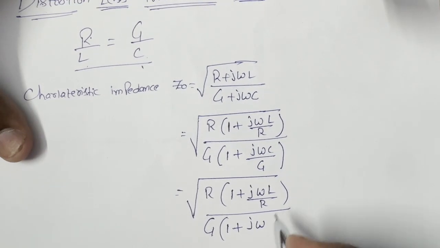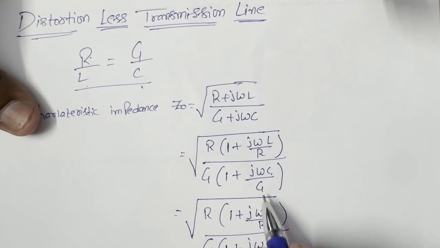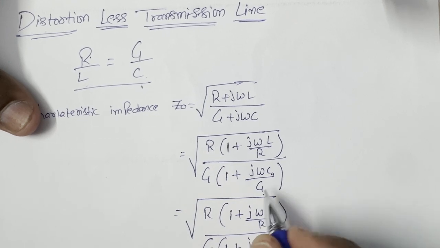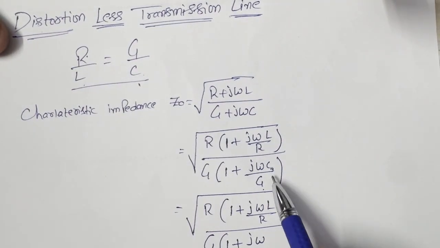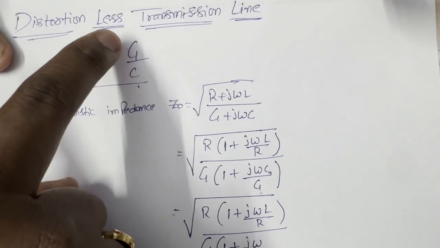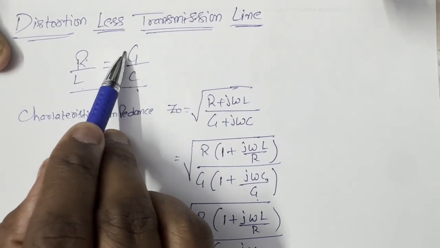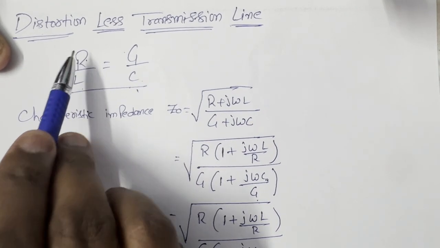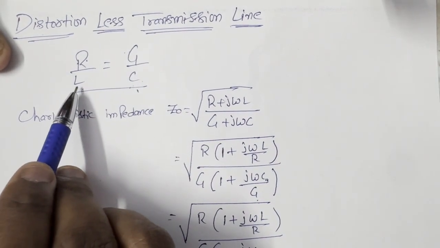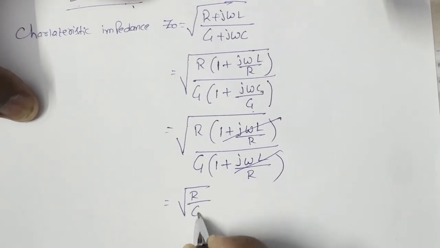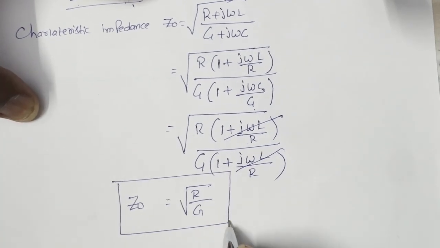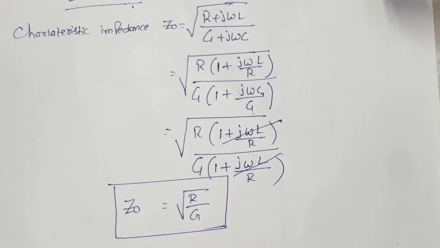Here we are having C by G. Look at the condition for distortionless: R by L equals G by C. So C by G can be written as L by R. Instead of C by G, we write L by R. Then the terms get cancelled, and Z0 equals square root of R by G. It is the expression for characteristic impedance in case of a distortionless transmission line.